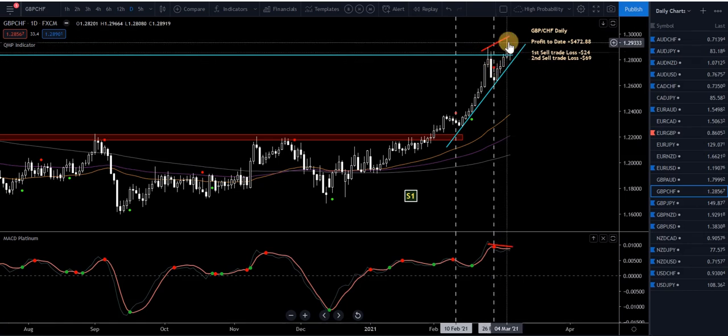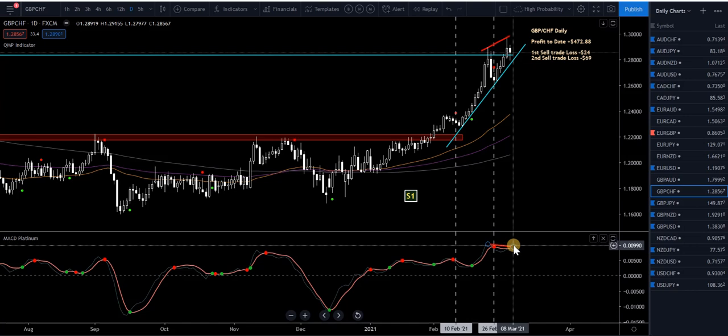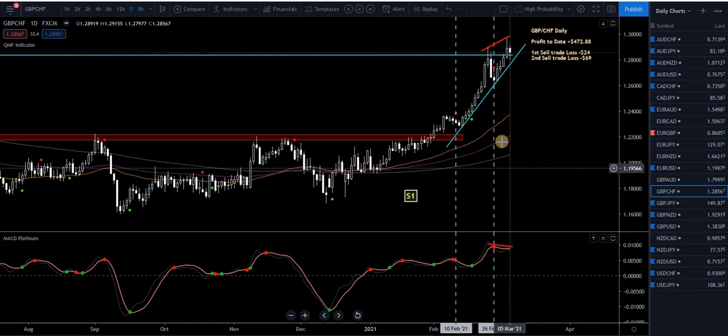So this thing's gone up. There hasn't been a buy signal yet. Now there's possibly regular bearish divergence forming. We've just got to wait and see. So looking for an opportunity for another sell.